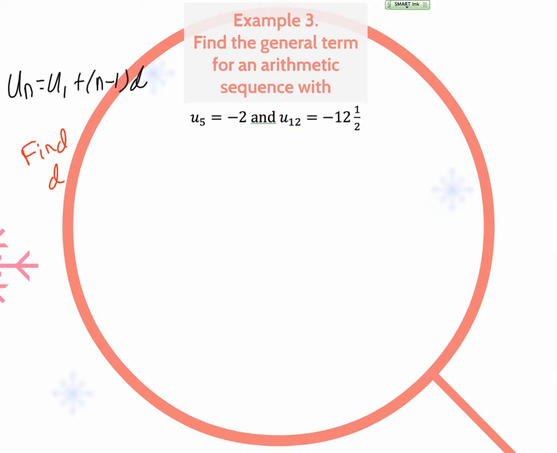So what I can do is actually write an equation for both of these. So I can take u sub 5 and plug that in. Wait a second, that's not what I want to put in. So I don't know what my first term is. If I've got u sub 5, what's n? And I don't know my common difference. But I know my fifth term is negative 2, so this negative 2 actually goes in the u sub n spot. My fifth term is negative 2.